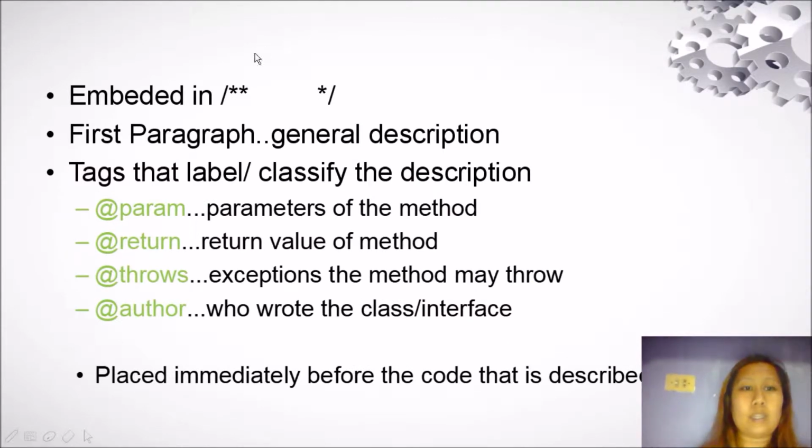So embedded in this format, the first paragraph is the general description. Then tags that label or classify the description, which are @param, the parameters of the method, @return, the return value of the method, @throws, exceptions the method may throw, and @author, who wrote the class or interface. Place it immediately before the code that is described.